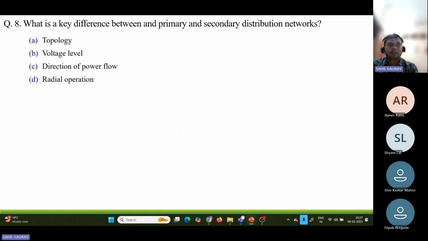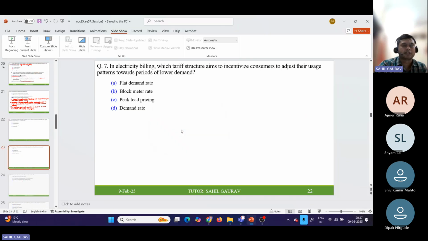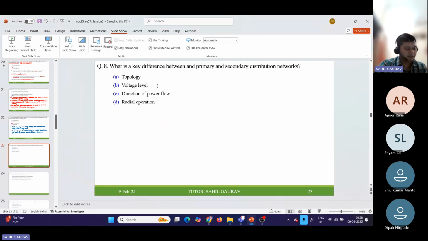Now coming to the next problem. What is the difference between primary and secondary distribution network? The options are topology, voltage level, direction of power flow, radial operation. Please write your answer in the chat box. So what do you think? What is the key difference between primary and secondary distribution?